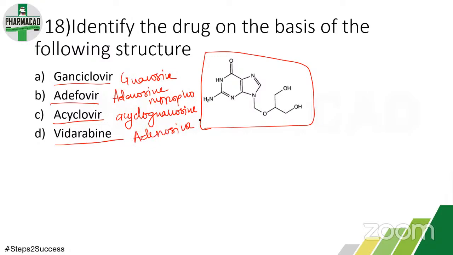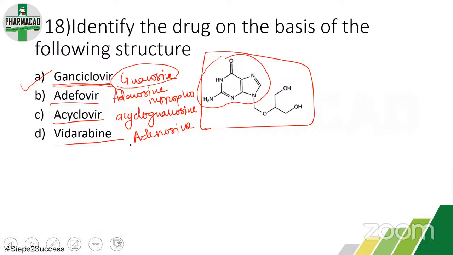Now see carefully, you can see the guanosine nucleus in this structure. So on the basis of the type of analog, you can conclude the name of this structure. Out of these four options, ganciclovir is the guanosine analog. So this structure is of ganciclovir. For that, you should know what kind of analog it is. Ganciclovir is an analog of what? Guanosine. Only on the basis of that can you identify the structure.